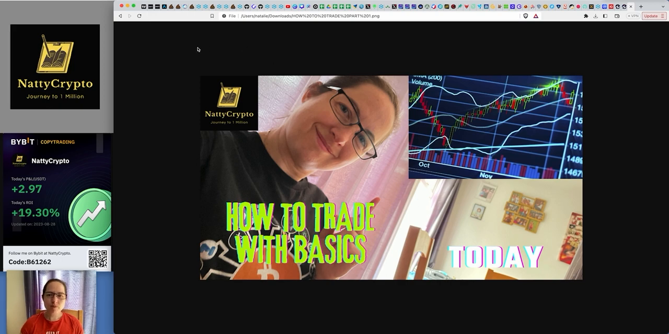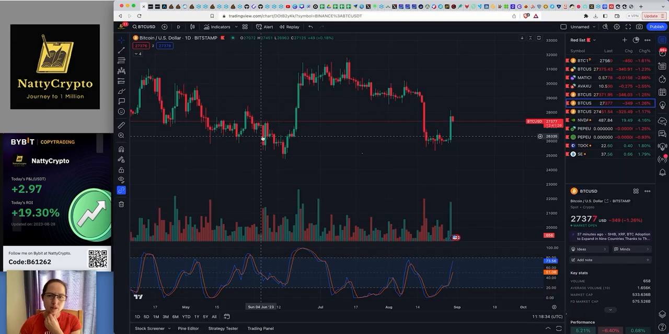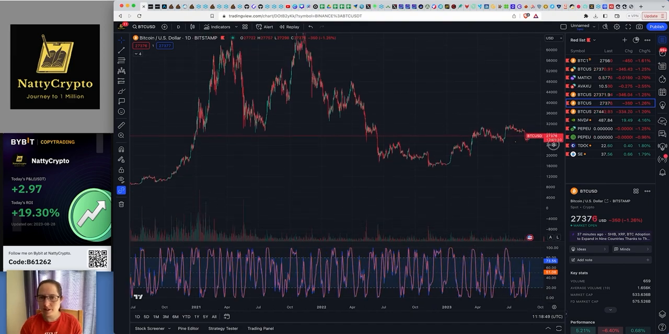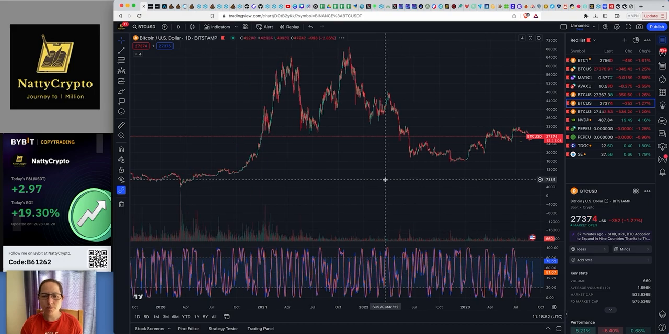All right, let's have a look at the first part about this. Here is the Bitcoin chart. I've cleared it of most of the indicators, most of the drawings that I had on here. I believe it's clean. Okay, so here you go. Here is your Bitcoin chart.